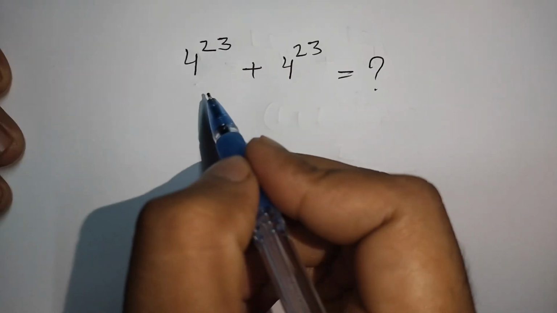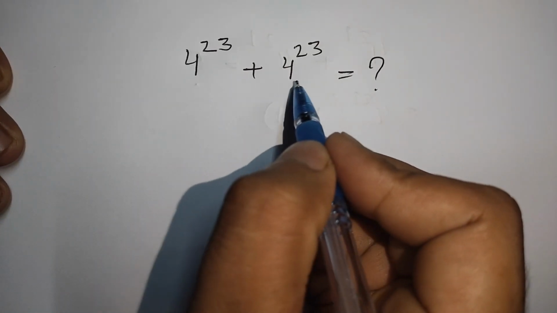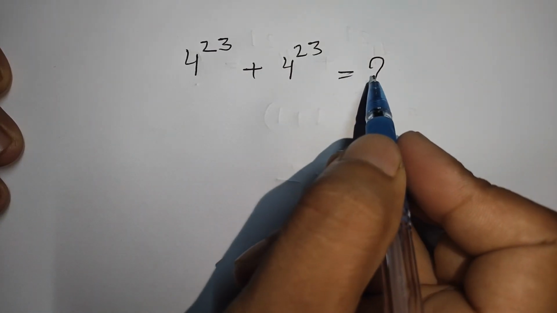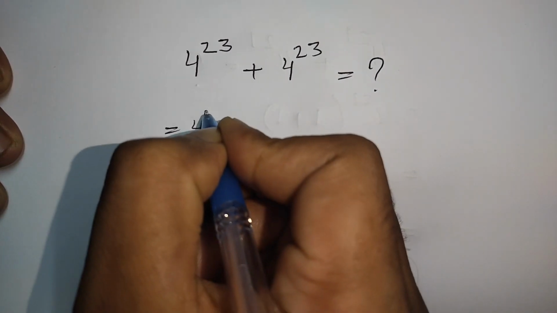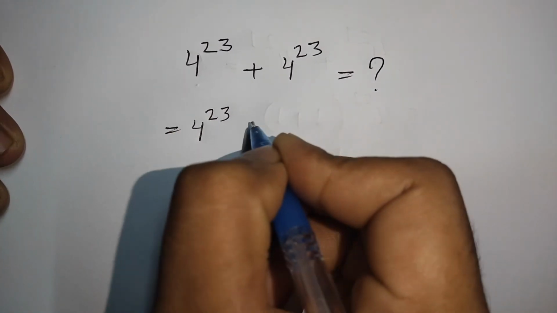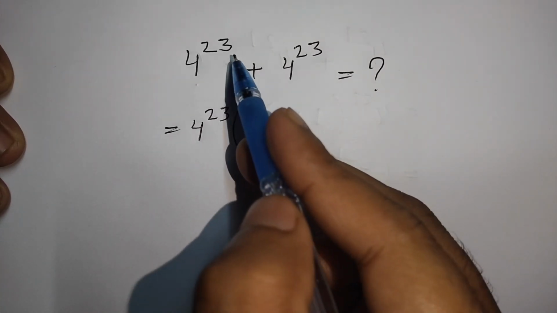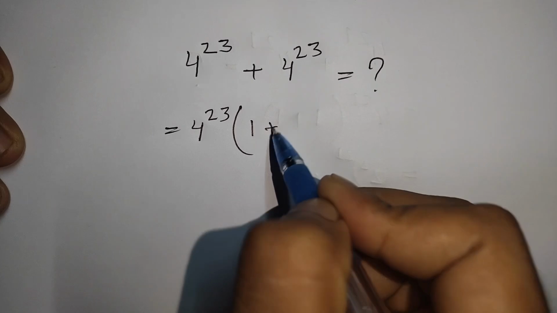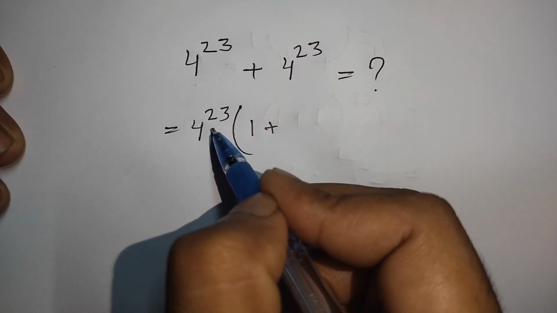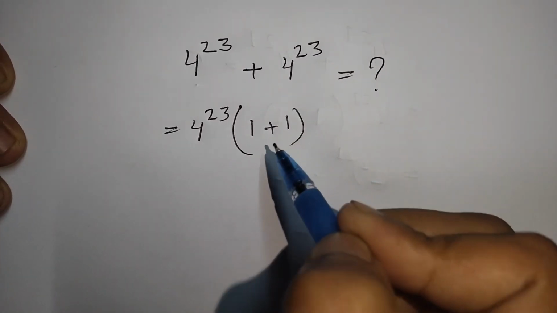How to solve 4 to the power 23 plus 4 to the power 23 is equal to what? At first we take common 4 to the power 23. First bracket start. This divided by this, that means 1, plus this divided by this, that means 1.